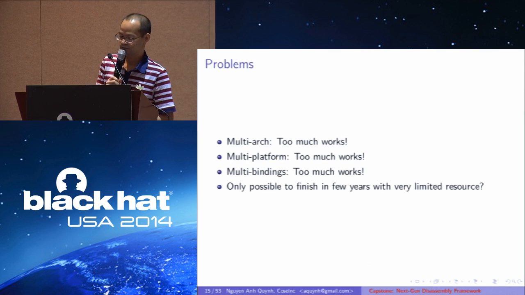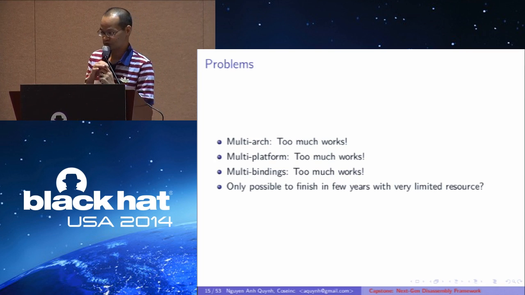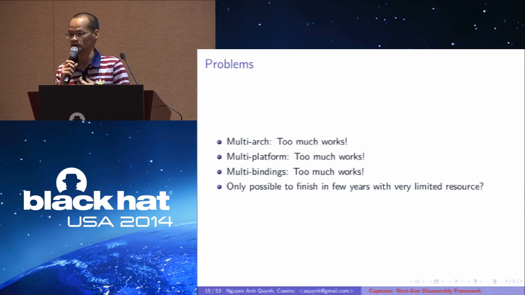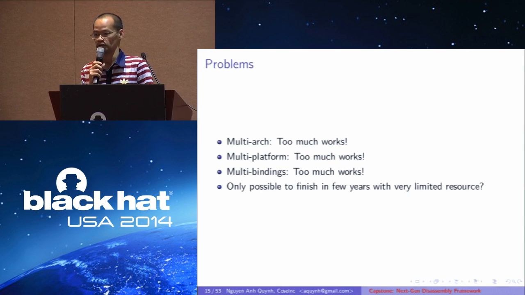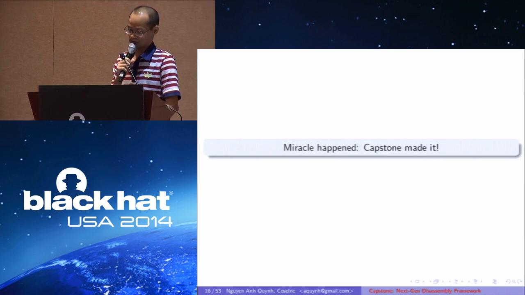So do you think it's possible to finish the Capstone project in a few years with very limited resources? Why limited? Because Capstone started as a single man's personal project, and much later when the project became public, the community started to contribute. It was a personal project, and I could only spend my spare time on it. I don't work full time. I could only design and implement Capstone in my free time. So that's the problem. But a miracle happened because we made it.